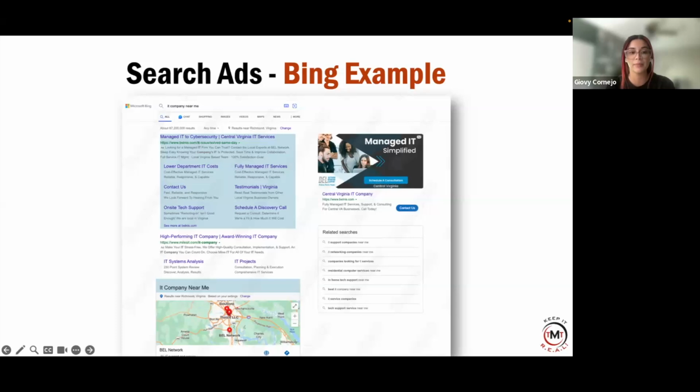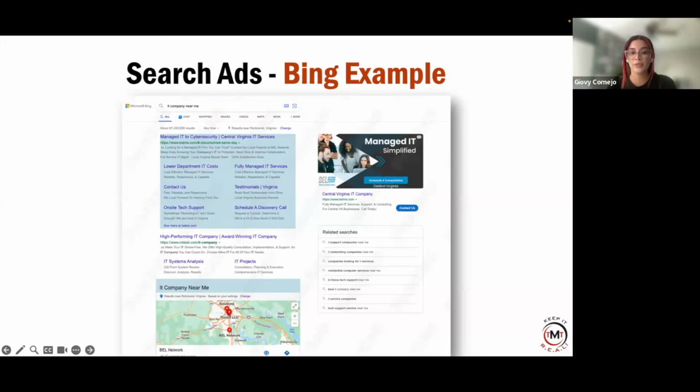So this is that type of ad that Will was talking about earlier, where you can add a number of different headlines, and Bing or Google will then optimize the ad or place those different combinations to what's working the best, or what's going to be the most relevant for that search that's coming in. As we can see here, Bell's responsive search ad is in the #1 position on Bing for when somebody typed in "IT company near me."